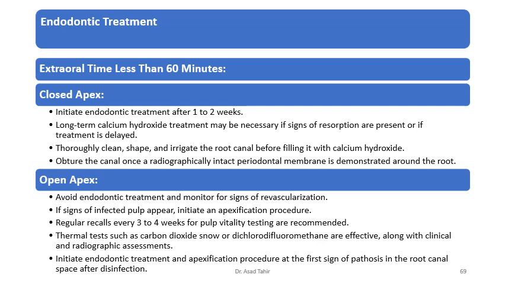Open apex. Avoid endodontic treatment and monitor for signs of revascularization. If signs of infected pulp appear, initiate an apexification procedure. Regular recalls every 3 to 4 weeks for pulp vitality testing are recommended. Thermal tests such as carbon dioxide snow or dichlorodifluoromethane are effective, along with clinical and radiographic assessments. Initiate endodontic treatment and apexification procedure at the first sign of pathosis in the root canal space after disinfection.